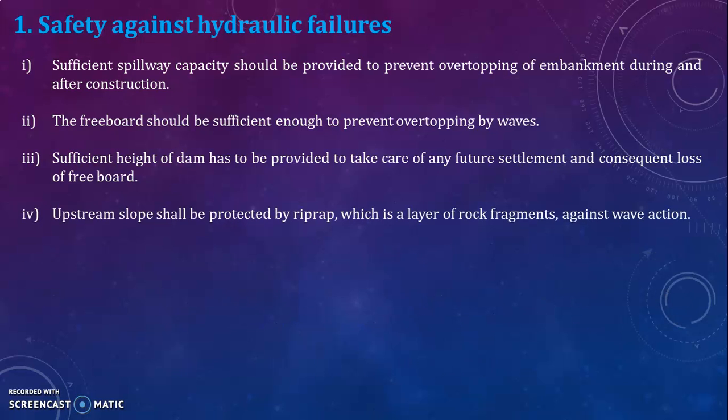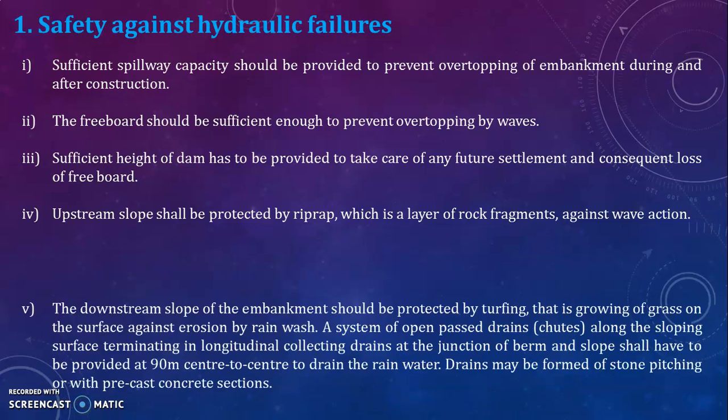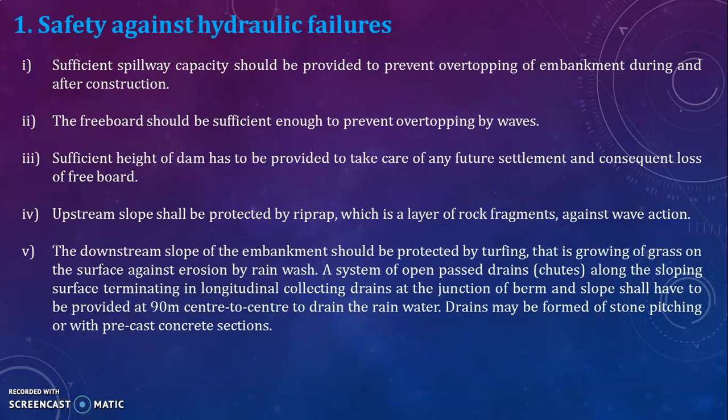Upstream slope shall be protected by riprap, which is a layer of rock fragments, against wave action. The downstream slope of the embankment should be protected by turfing, that is growing of grass on the surface, against erosion by rain wash.